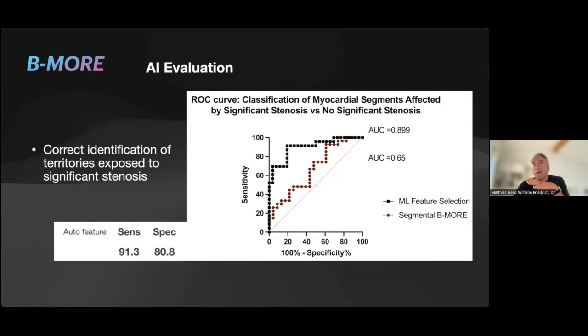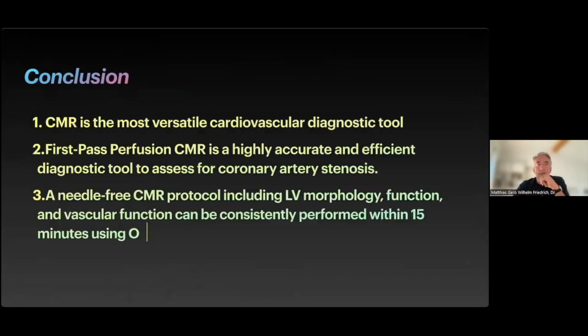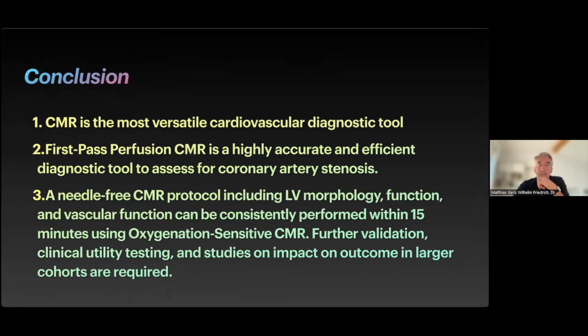So in summary, let me say that CMR is the most versatile cardiovascular diagnostic tool that we have. First pass perfusion CMR is highly accurate and efficient to assess for coronary artery stenosis. But in the near future, we likely will have access to a needle-free protocol, including LV morphology, function, and coronary vascular function, that can be consistently performed within 15 minutes, of which only 3 minutes are the test, and the rest would be for localizers and other maybe functional studies or flow studies or mapping or whatever.